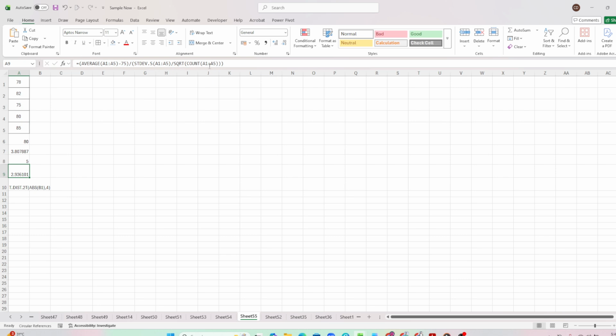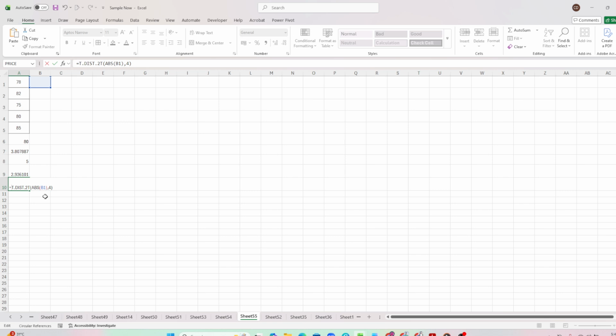To convert that t-value into a p-value for a two-tailed test, place the t-value in a cell, say B1, and use =T.DIST.2T(ABS(B1),4). The 4 here is the degrees of freedom, which is n minus 1, and since n is 5, df is 4. If you prefer to automate that part, you can use COUNT(A1:A5)-1 for the degrees of freedom.